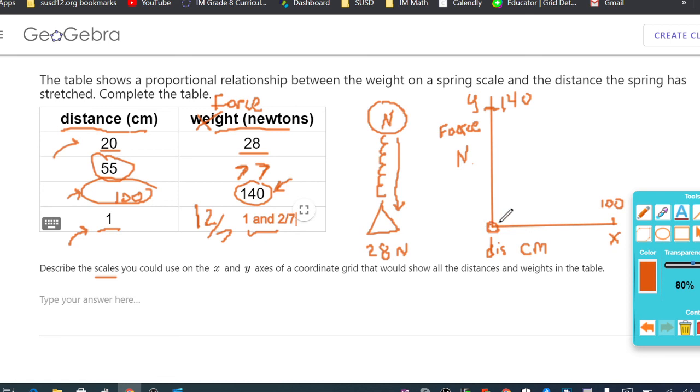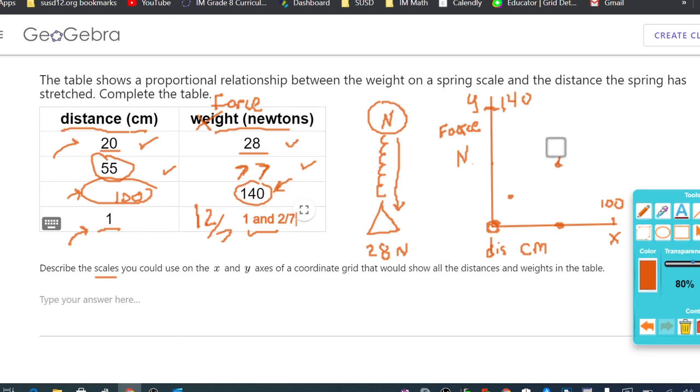You know I'm dying to. Okay, so x equals 1 and y equals 1 and 2/5. That's going to be really close to the origin, something like that. When x equals 20, y equals 28. So that's going to be about here, I think. And then the next point, when x equals 55, y equals 77, that's about half of this distance, barely over half, and barely over half of this distance, so right about here.